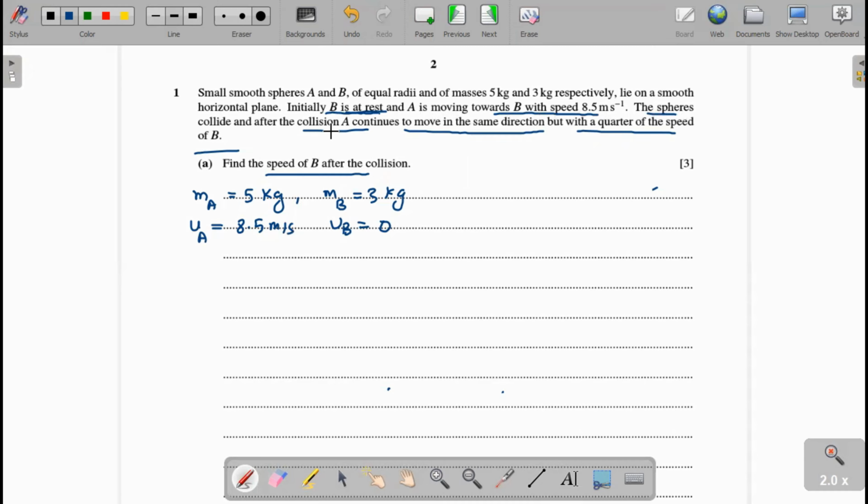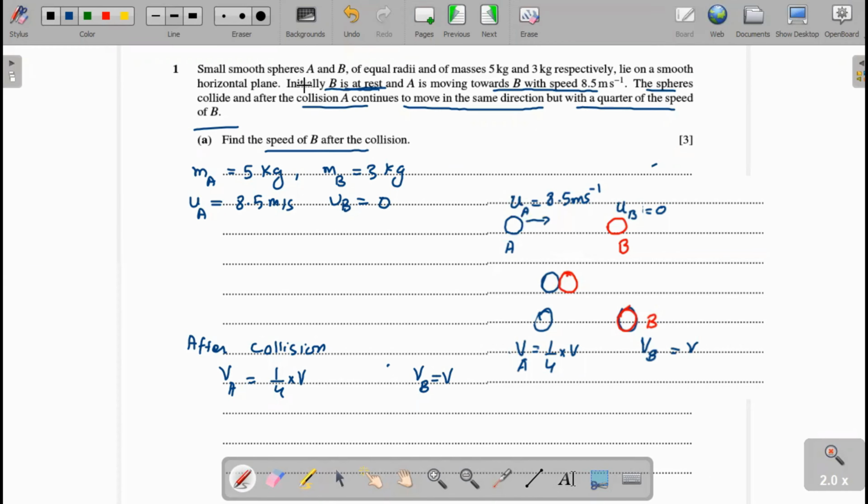After collision, the speed of A and speed of B. Now the speed of A is 1/4 of the speed of B. Therefore, suppose that after collision, VA is 1/4 of the speed VB. Now for VB, the speed is V. Therefore, the speed VA becomes 1/4 into V. Now I formed a figure here to understand this, of sphere A and sphere B. The movement shows that ball A is moving towards B and ball B is at rest.